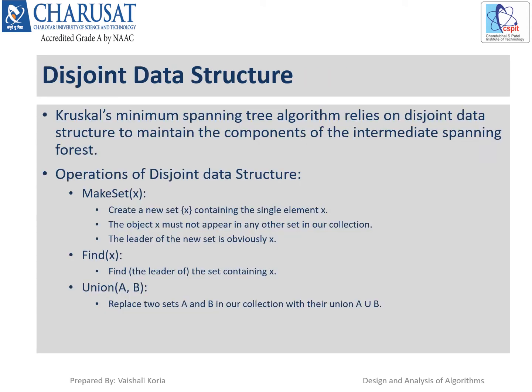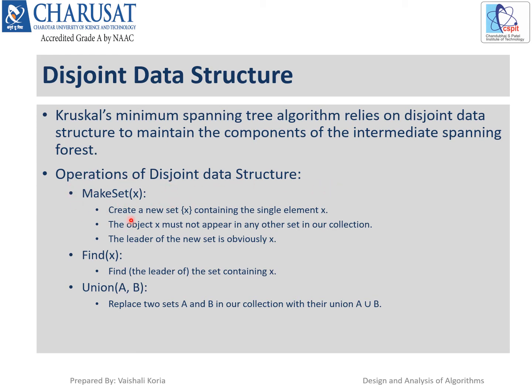Now Kruskal's minimum spanning tree algorithm relies on a disjoint data structure to maintain the components of the intermediate spanning forest. So first we have to understand what is disjoint data structure, what are the operations of this data structure and how it will help in the Kruskal algorithm. Right? So first operation of the disjoint data structure is make set.